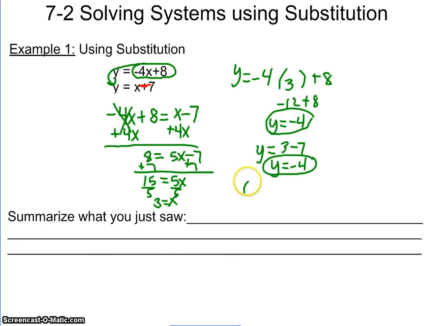So we would go ahead and write our solution to the system of equations like a coordinate. Sorry, it was hard for me to write negative 4. So that coordinate, or that point, is 3, negative 4. Go ahead and take a minute, and why don't you summarize what you just saw me do?